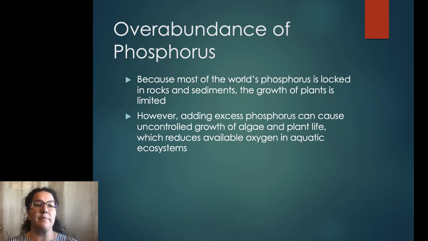Now, we can't have as much phosphorus as we'd like in our environment, because the overabundance of phosphorus can cause a few problems. So, most of the phosphorus in the world is locked in rocks and sediment. So, the growth and use in plants is limited. However, when we add extra phosphorus to an environment, it can cause uncontrolled growth of algae. So we'll see this in like algal blooms.